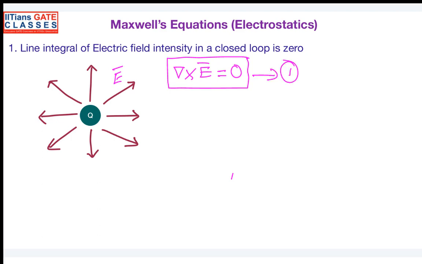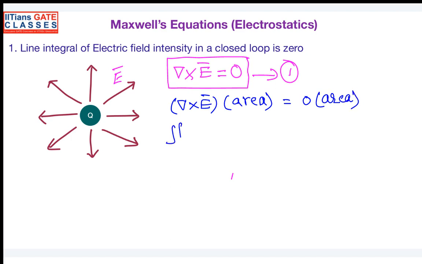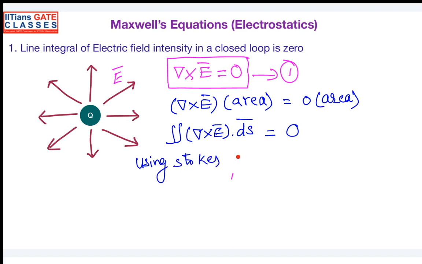Now, the same equation we will try to write in integral form. For the same equation, on both sides, I multiply with the net area. In mathematical form, I can write the left-hand side as a double integral of curl of E into ds, which will be equal to 0 on the right side, since multiplying with 0 gives 0. So instead of area, I have written it as a double integral of curl of E into ds. Now, using Stokes theorem, how do we convert the surface integral back to a line integral?